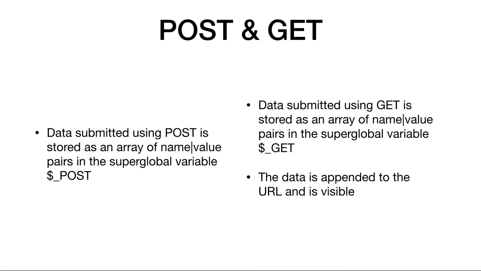Now, if we submit the data using post, that data is in a super global variable called post. So a super global variable is a variable that all of the PHP program has access to. If we submit using get, it's stored in a super global variable called get. Interestingly though, if data is sent using get, we can actually see it in transit. What happens is the data gets appended to the URL. And so we can have a look at how that actually looks.